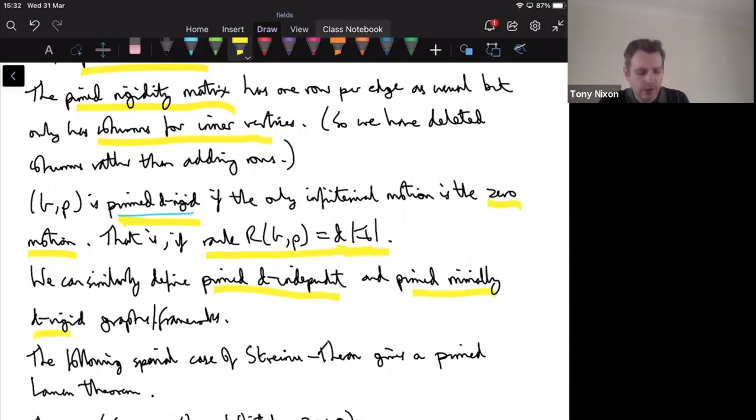And we can define, because I want to talk about generic frameworks, I have to be a little bit careful because I'm going to allow the pinned vertices to not necessarily be generic. That's not required as long as they aren't all coincident. But the inner vertices will have to be generic. But I can talk about these rigidity concepts for the graphs as well as for the frameworks, because I'm only interested in the generic situation.